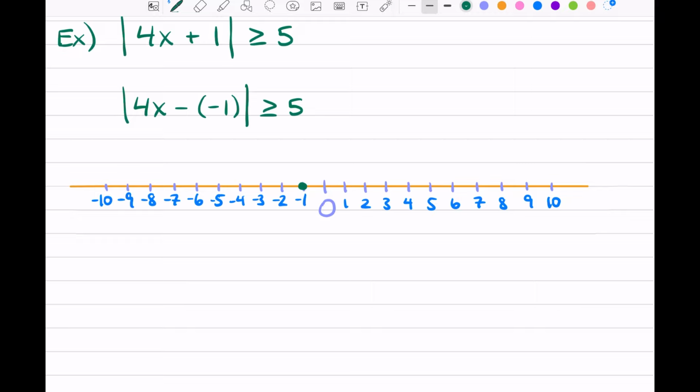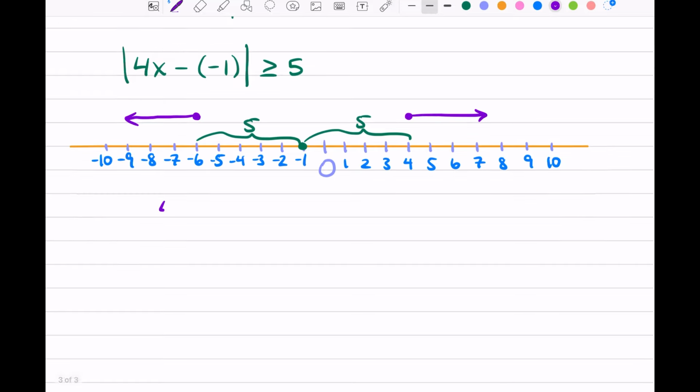Okay, let's go 5 steps in each direction. So the distance from 4x to negative 1 could be equal to 5. So it could be right here, 5 steps away. Or it could be greater than 5. Same thing on the other side. 4x could be 5 steps away, or it could be greater than 5 steps away. So we have 4x is less than or equal to negative 6, or 4x is greater than or equal to 4.